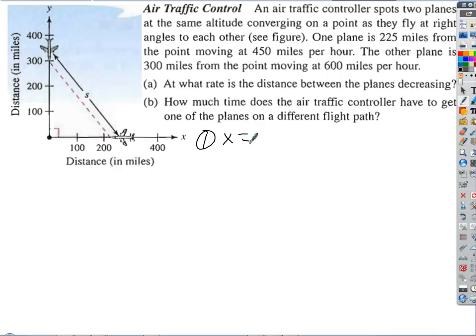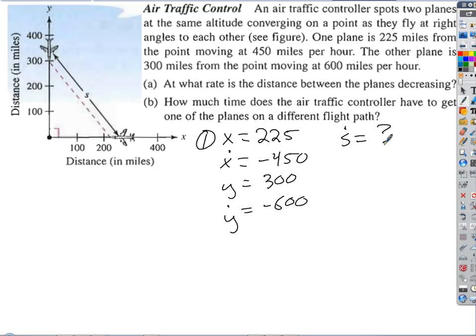X equals 225. X dot equals, what is it? Negative 450. Y equals 300. Y dot is negative 600. Okay, and what are we trying to find here? We're trying to find S dot.